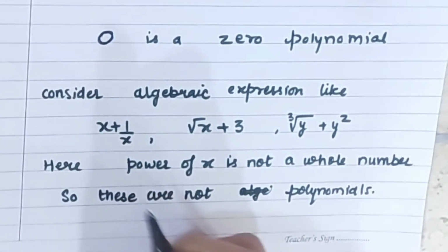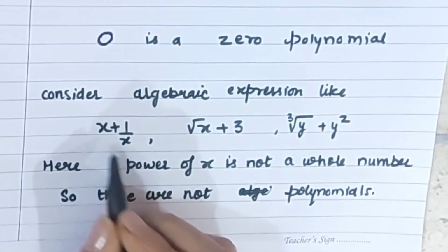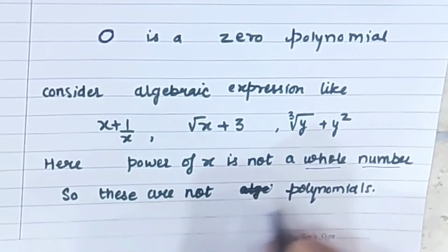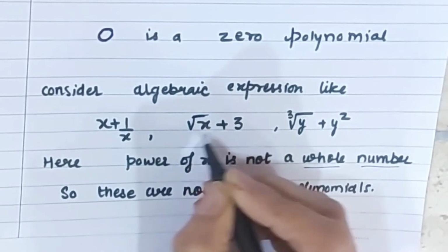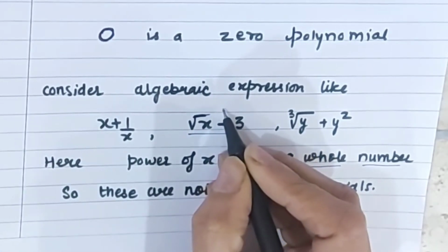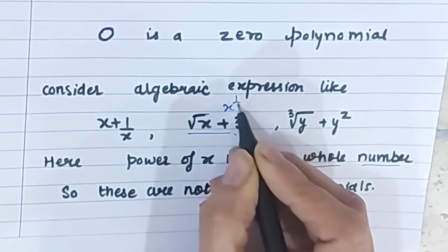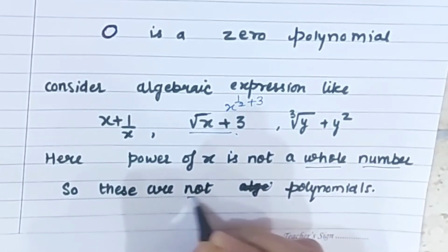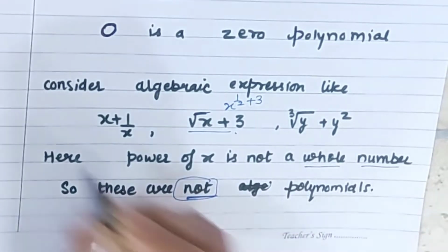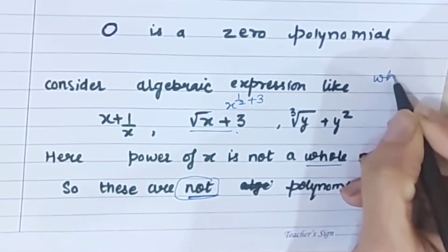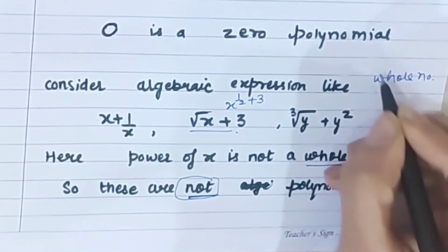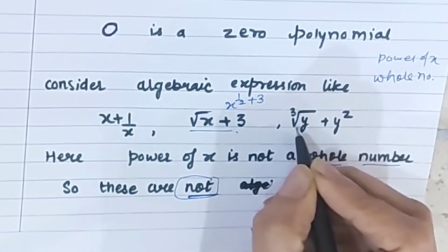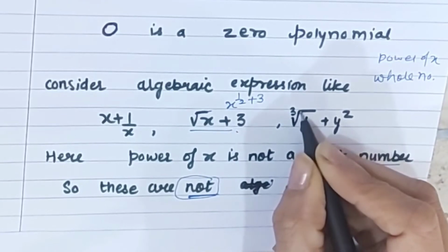Now one more thing that we should know: an expression which has a negative power, or does not have a whole number power, or has an irrational number power, like here where the power of x is 1 by 2, which is not a whole number. These types of expressions are not polynomials. The power of x should be a whole number. It should not be an irrational number or a fraction.